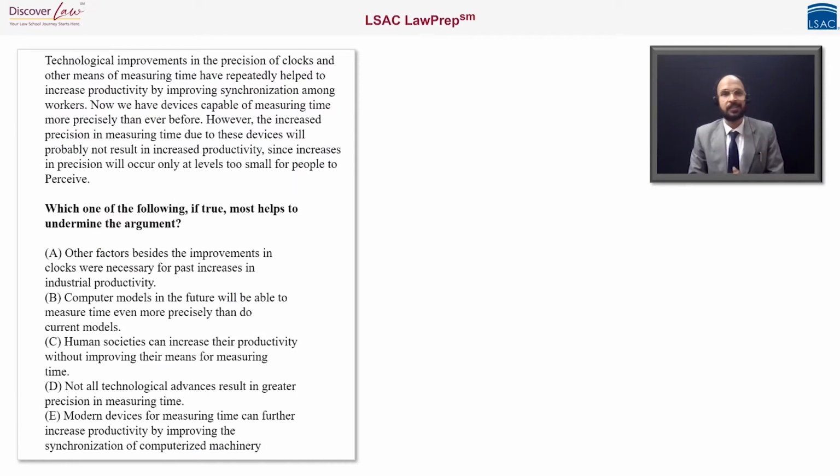Next question, it asks you which one of the following most helps to undermine the argument, which means most helps to weaken the argument. I want you to try the question by yourself, but before that I want to remind you of something about the mindset that I believe you should have when you're solving the LSAT India problems.